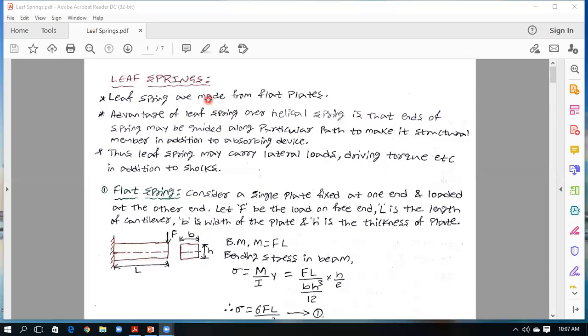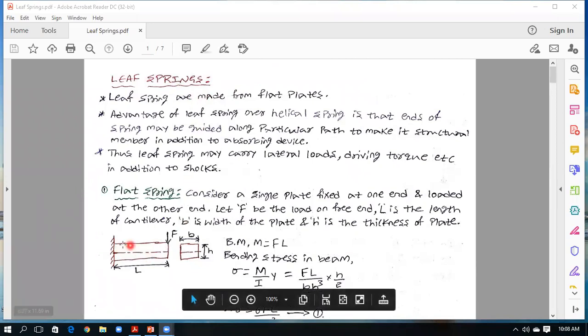In the previous class, we discussed the problems on different leaf. In today's class, we'll discuss leaf spring. As you know, the leaf spring is made up of flat plates. You can see that this is a spring which is made using the flat plates.